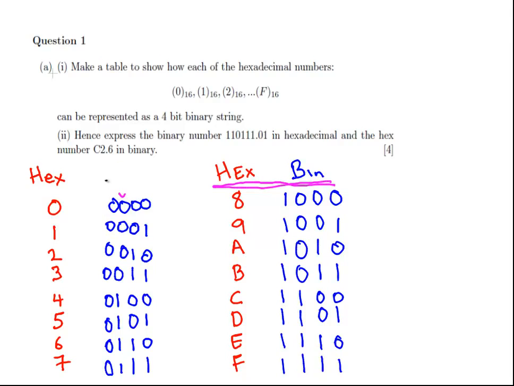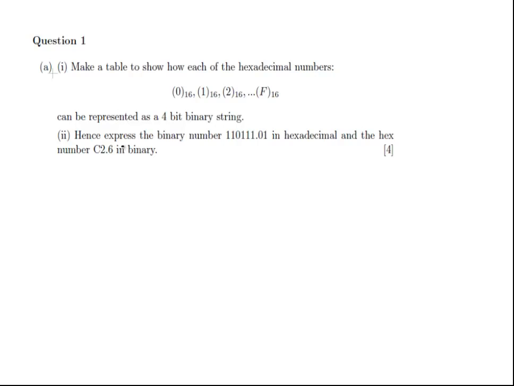Now what we're going to do is use that in the next part of the question, where we're going to use this table to convert from binary to hexadecimal and hexadecimal to binary. So let me go to the next slide. The first one is: hence express the number 110111.01. Let's write that out. Now, this is not written in blocks of 4 in the first instance.